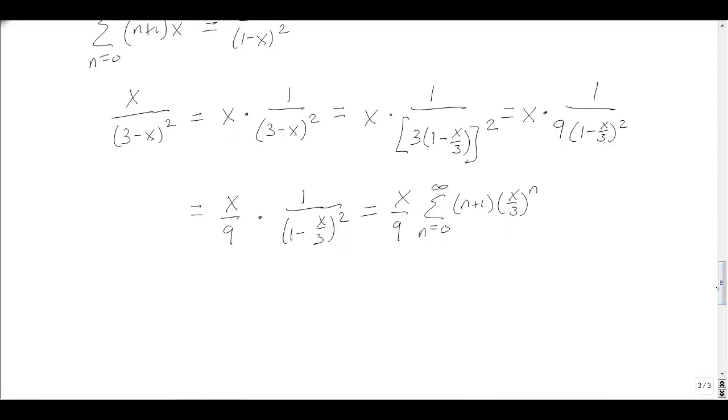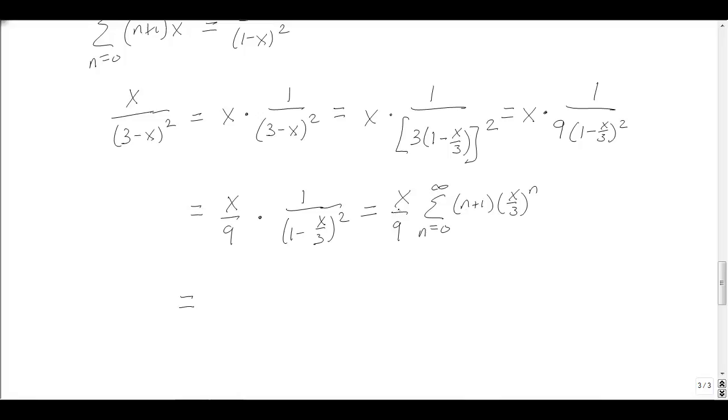Okay, from here, I could get my Taylor polynomial of degree 3. You could just plug in n equals 0, n equals 1, n equals 2. You only have to go up to 2 here because you have an extra x on the outside here. And that would get you your Taylor polynomial of degree 3. I'm going to talk about how to rewrite this whole thing with the multiply by x over 9 as a new series just to get some practice with that.